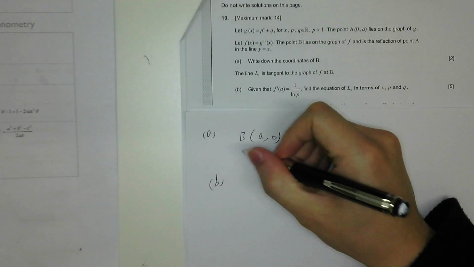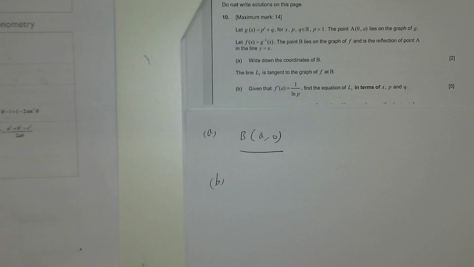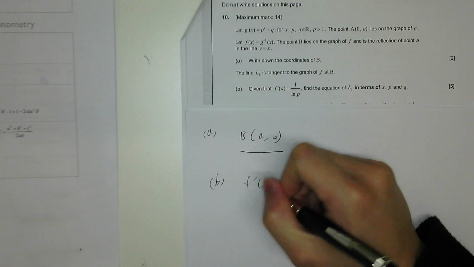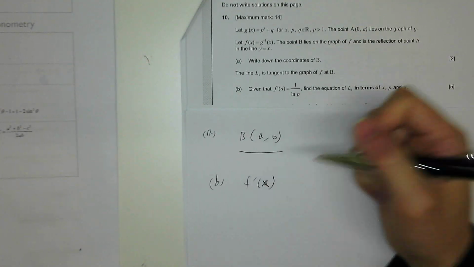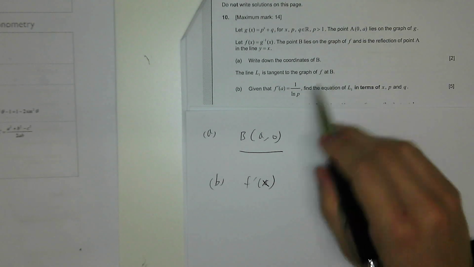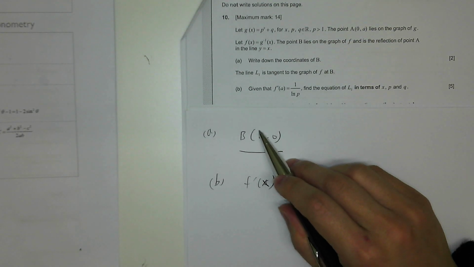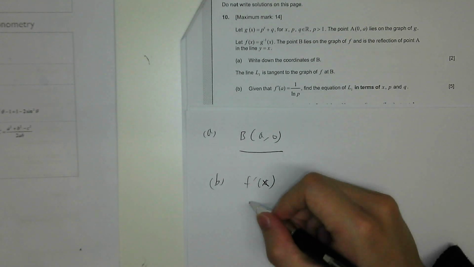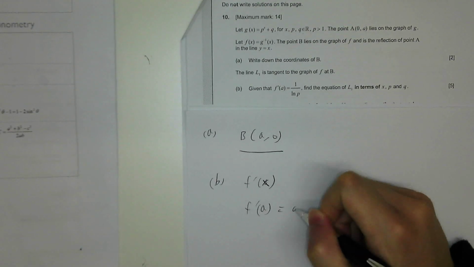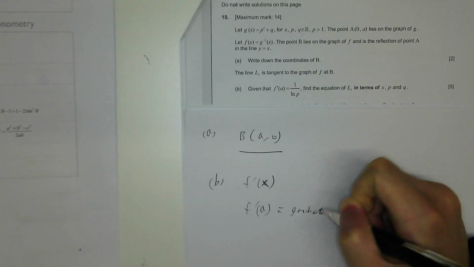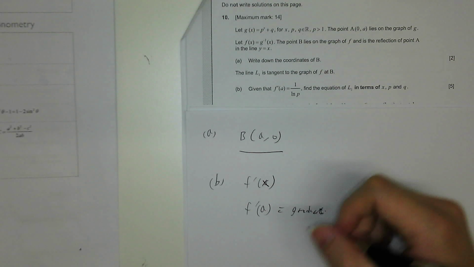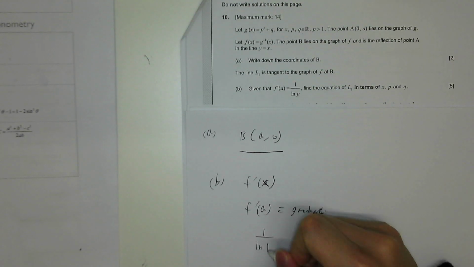We have the point (a, 0). We also need to find the slope of the tangent line. So the slope of the tangent line is f prime of x. At point B, where B has the x coordinate equal to a, f prime of a is the gradient, which is given as 1 divided by natural log p.